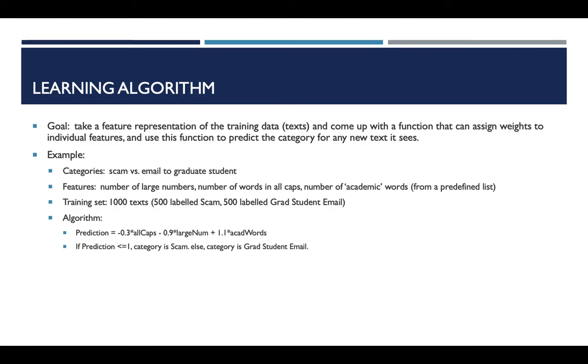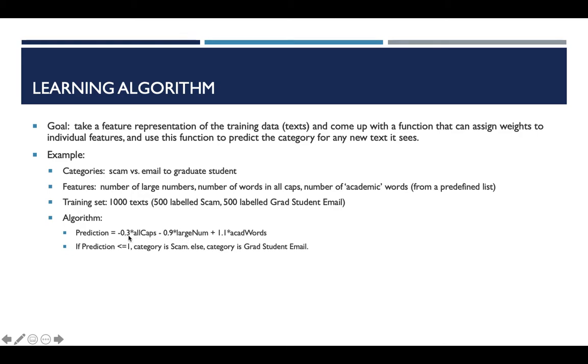So our prediction score for a given text might be that it gives negative 0.3 times all of the capital letters, and then another negative 0.9 times all of the large numbers, right? And so here, these negatives suggest to me that this might be a scam. So the lower the number, maybe it's a negative number or just a low number in general, might indicate scam. That's why these are negative, because they are indicative of scams.